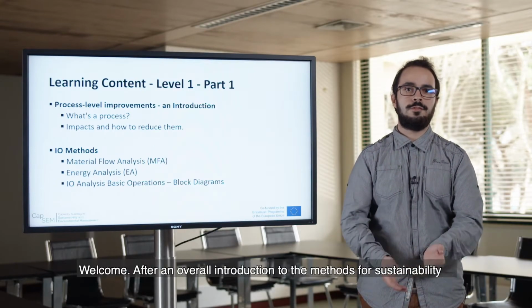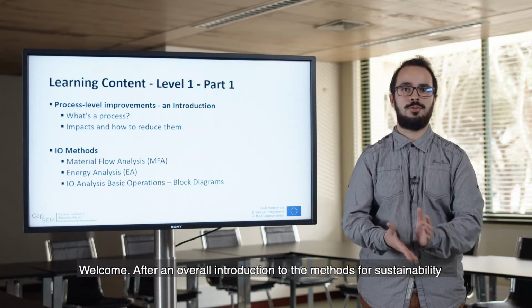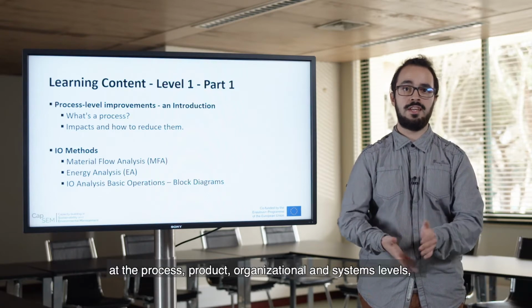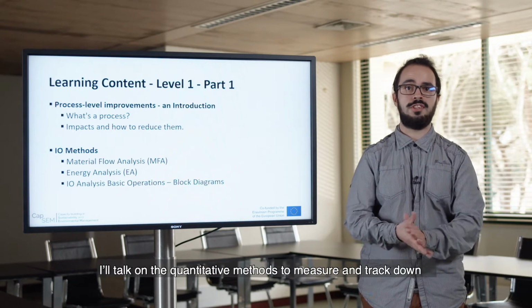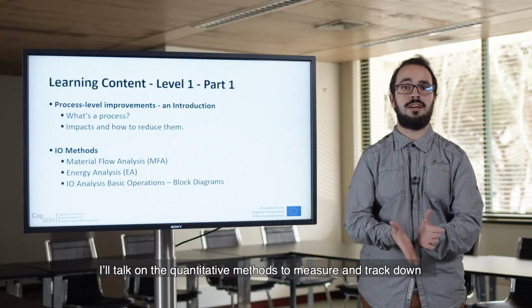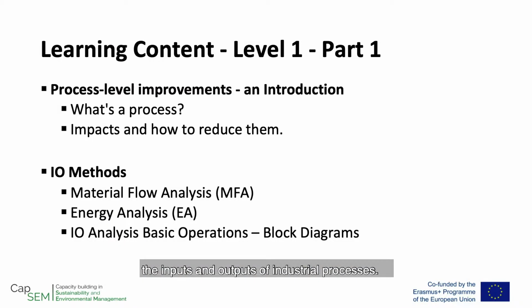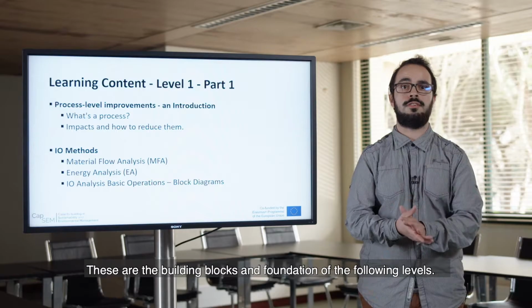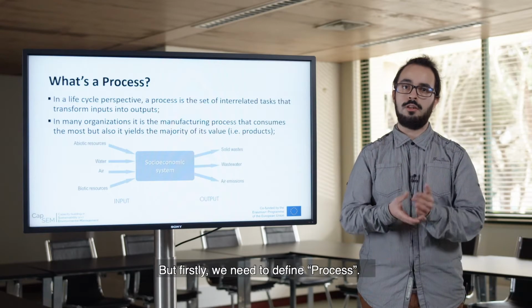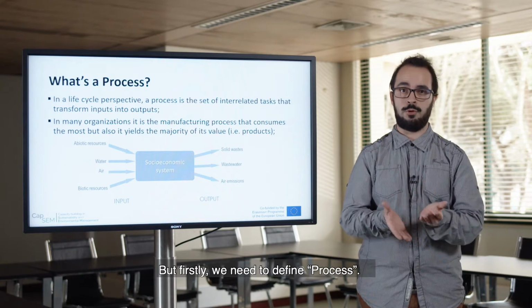Welcome. After an overall introduction to the methods for sustainability and environmental management at the process, product, organizational and system levels, I'll talk about the quantitative methods to measure and track the inputs and outputs of industrial processes. These are the building blocks and foundation of the following levels. But firstly, we need to define process.